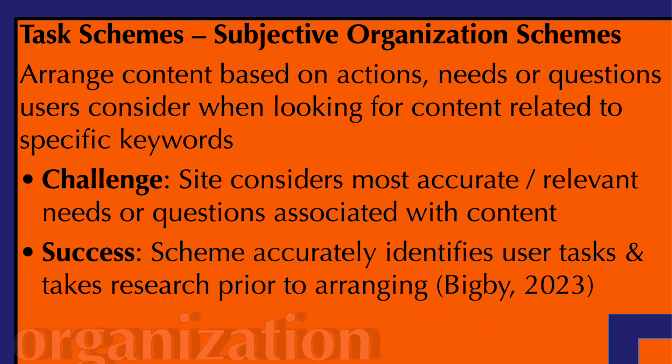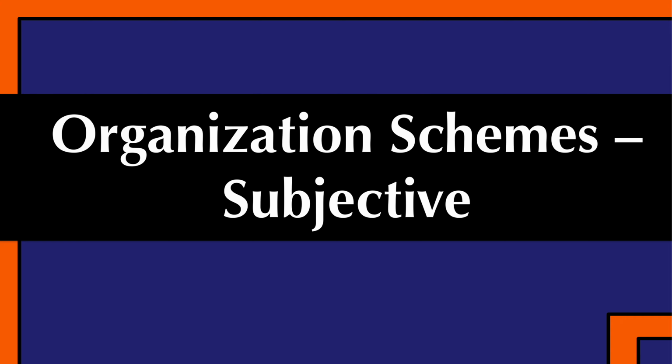So if you're able to be accurate and relevant to the needs or questions associated with your content, according to the users, that's good. If you can't, then that's a problem. You can be a success when the scheme accurately identifies user tasks and takes research prior to organizing. This takes research prior to arranging. If you don't know the tasks that your user is looking for, obviously doing a task scheme is not going to be particularly useful. That was organization schemes, subjective.